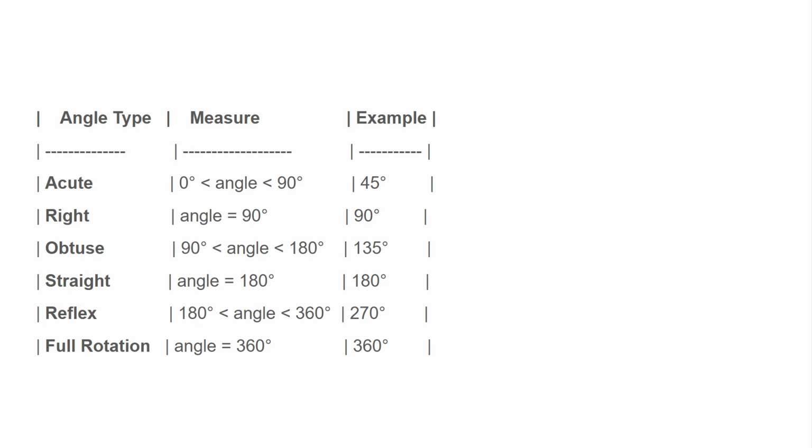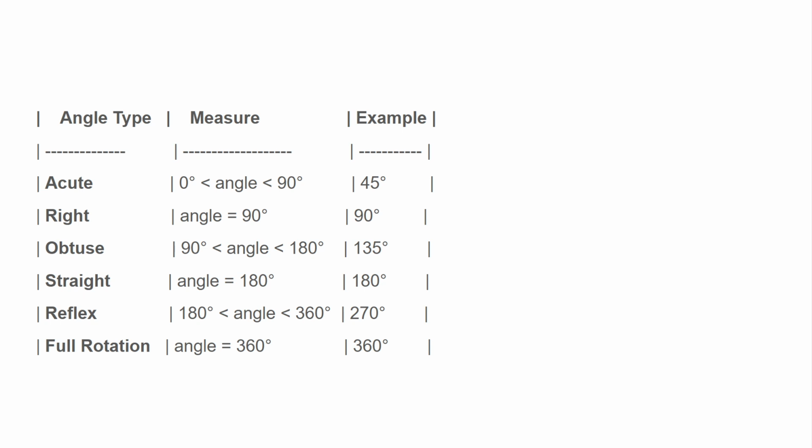A right angle is equal to 90 degrees, always. 90 degrees is the only example. An obtuse angle is an angle that lies in between 90 degrees and 180 degrees. So for example, 135 degrees. A straight angle is an angle that equals exactly 180 degrees. 180 degrees is the only example here.